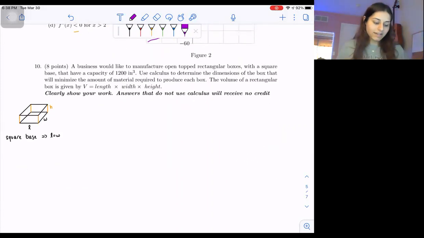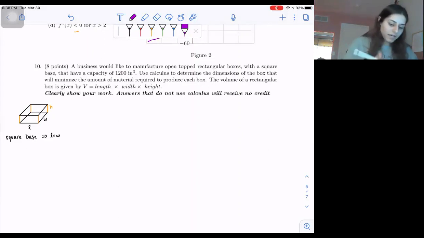All right, number 10. A business would like to manufacture open-topped rectangular boxes with a square base that have a capacity of 1,200 inches cubed. Determine the dimensions that will minimize the amount of material required to produce each box. Then it gives us V equals LWH. Okay, so keyword here, minimize.